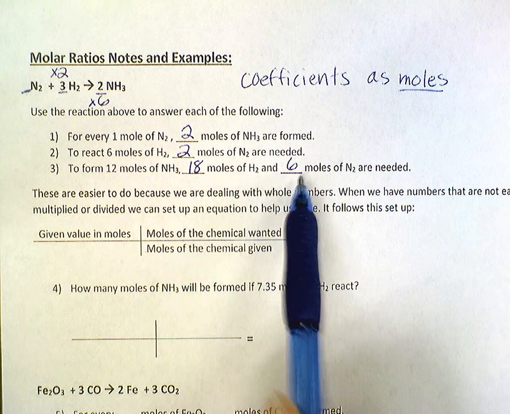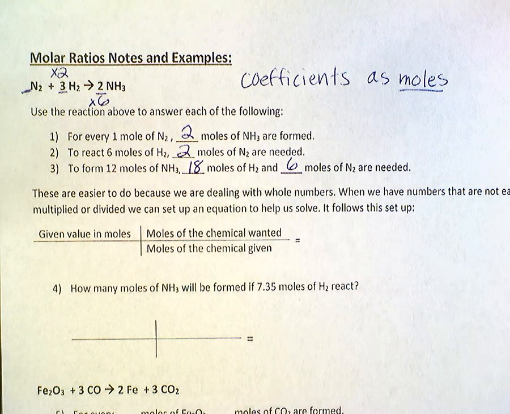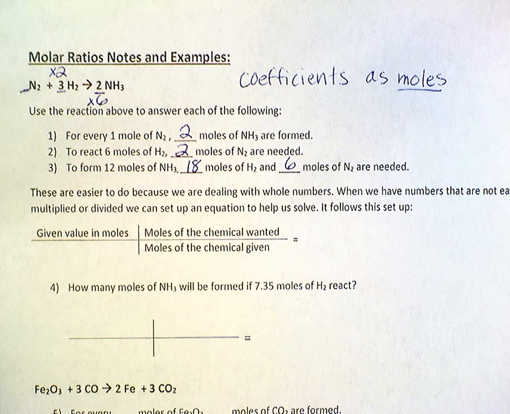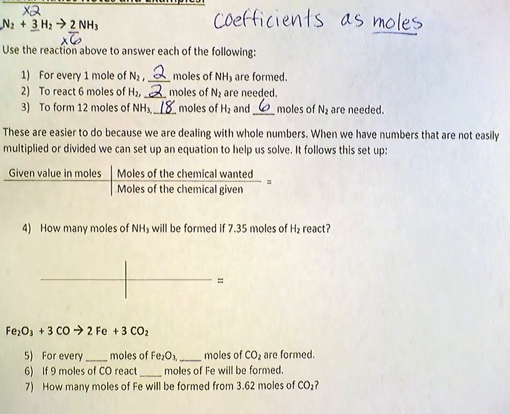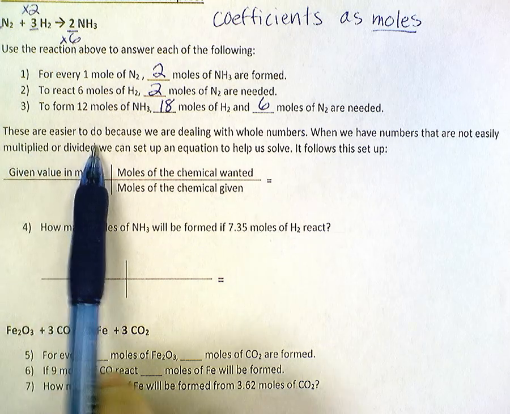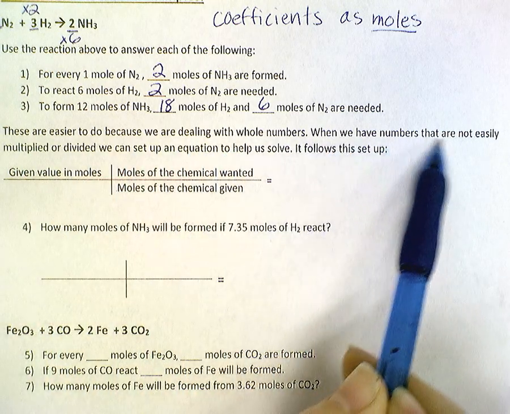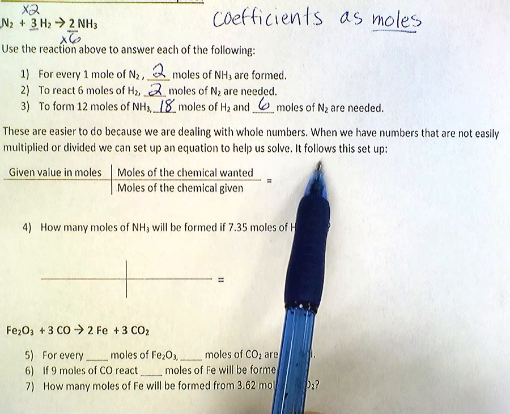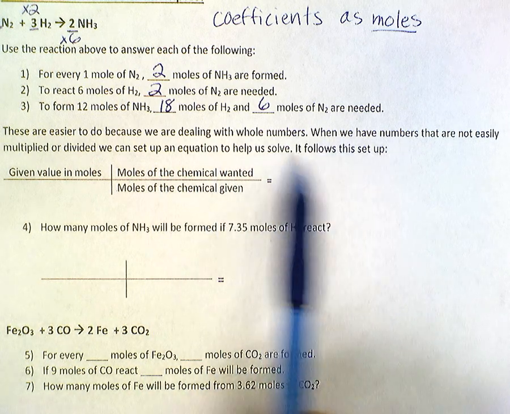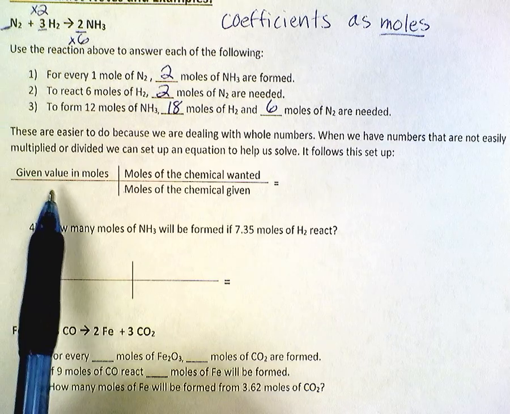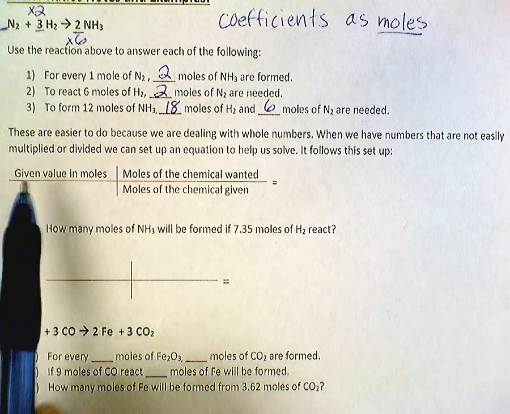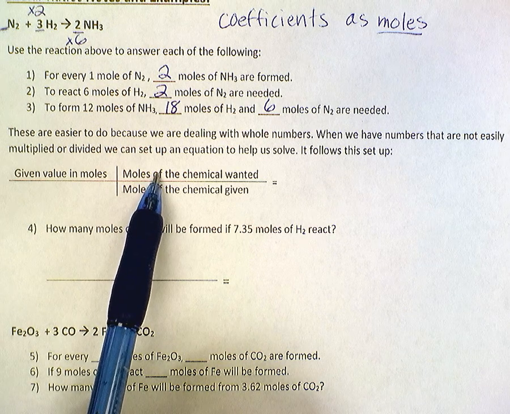Now, not all of our problems will be that basic. We might have more complex problems to look at where we don't have whole numbers. So we're going to take a look at how we can set those up. So it says, these are easier to do because we're dealing with whole numbers. When we have numbers that are not easily multiplied or divided, we can set up an equation to help us solve it. It follows this setup. So the way we set it up is just like we did when we did conversions at the very beginning of the year. We're going to do it using our railroad tracks.